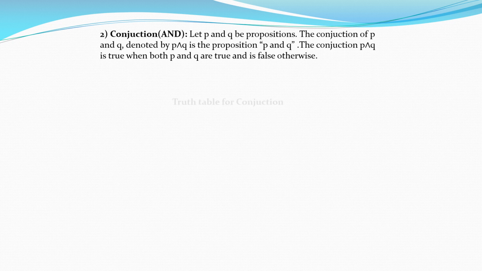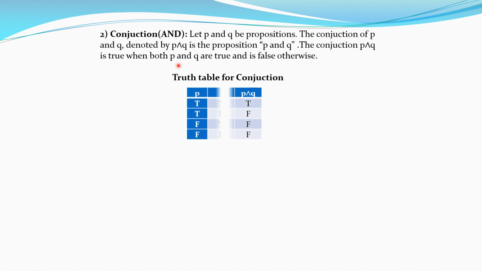Now, second is conjunction. Let P and Q be propositions. The conjunction of P and Q is denoted by this symbol. It is the proposition P and Q. The conjunction P and Q is true when both P and Q are true and is false otherwise.